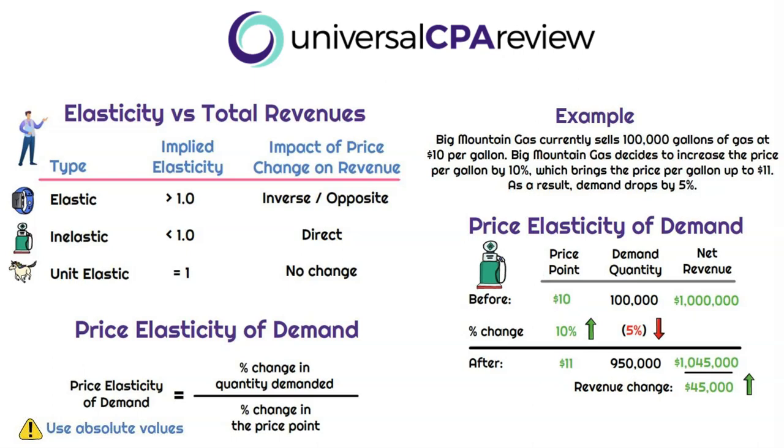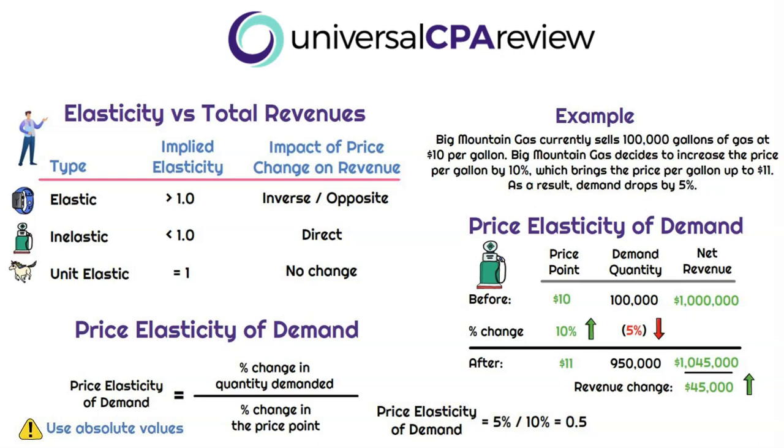Now, if quantity demanded was 100,000 gallons and they say, okay, we expect demand to drop by 5%, well, then after that, the demand's only going to be 95,000 gallons. So if you do the quick math, the change of 5% divided by the change of 10% means our price elasticity of demand coefficient is 0.5.